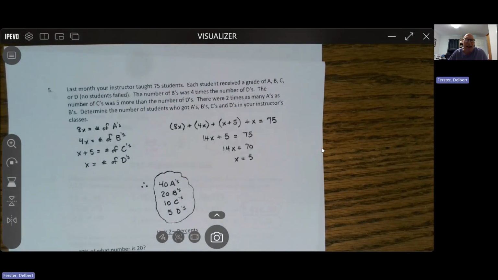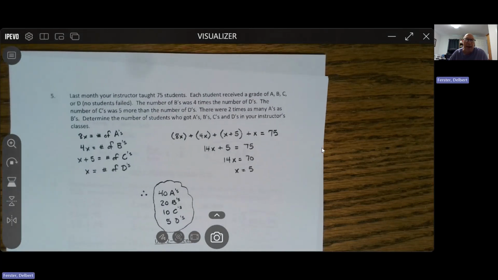5 is one of those problems that has a lot of unknowns. We're going to talk about letter grades. Okay, and again, the thing on this problem is to try to decide where the best place to start with X is. What I like to do is get to the bottom of the relationship stack if I can, and let that guy represent X. So if you read the problem, we know some things. We know that the number of B's is 4 times the number of D's.